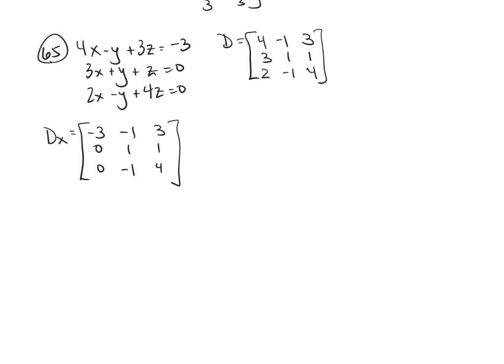And then D sub Y, I don't even know where to put this. I'm going to put this really close because our D sub X is going to be pretty nice. So D sub Y, actually, all of our lettered ones are going to be really nice. So D sub Y, we keep our X values from the original, our X coefficients. We replace our Y coefficients. So -3, 0, 0, and then 3, 1, 4.